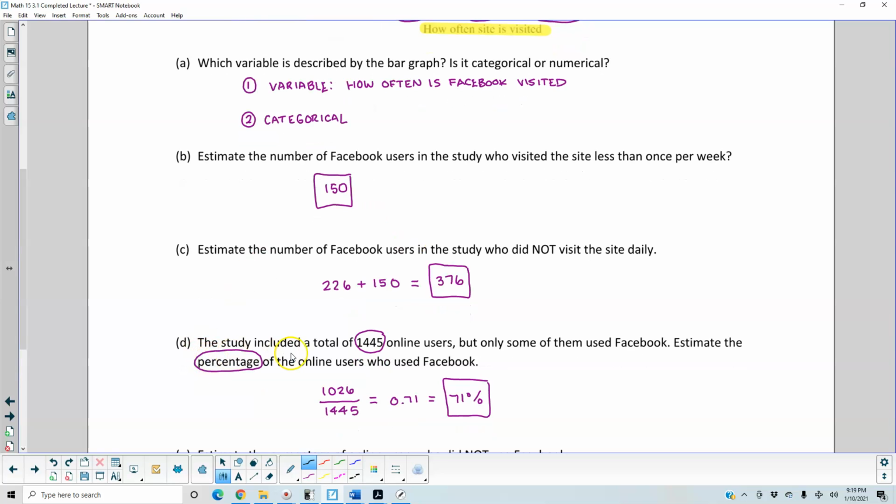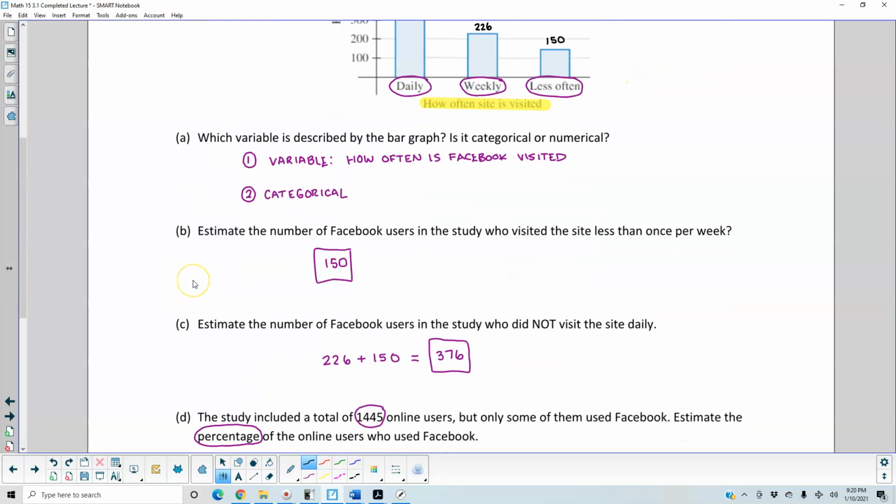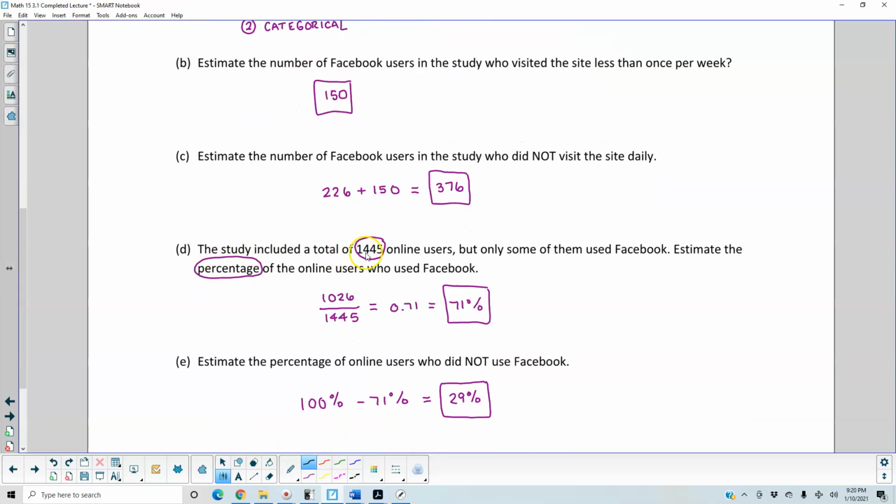Now in part D it says the study included a total of 1,445 online users, but only some of them used Facebook. Estimate the percentage of online users who used Facebook. Well, if we go back up to the question at the beginning, it says that this graph described 1,026 Facebook viewers who visited the site. And it said that the study included 1,445 online users. So we're going to take 1,026 and divide it by 1,445, which gives us 0.71, and therefore 71% of online users who used Facebook.